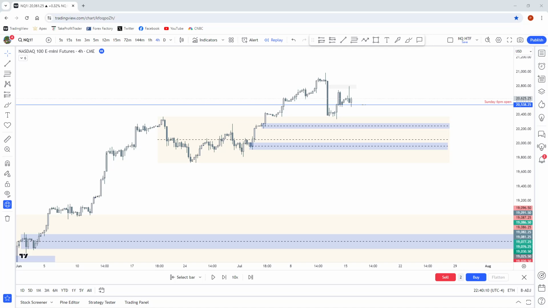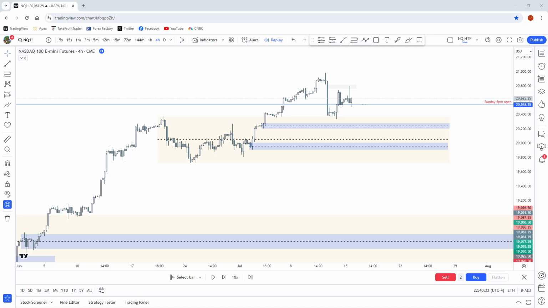All right, so how does market maker move the market? It reaches for internal range liquidity in order to fill inefficiencies or to rebalance inventory, and then it reaches for external liquidity in the form of old highs or old lows. So it makes various swings back and forth until it reaches its objective, right?